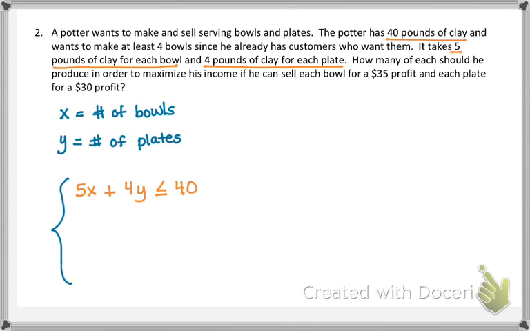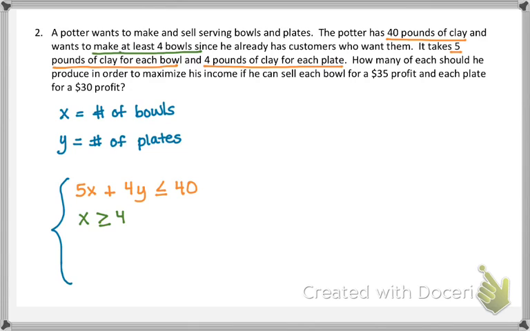And then another constraint is the potter wants to make at least 4 bowls since he already has customers who want it. So this has nothing to do with y, plates, it's just x. The number of bowls, x, has to be at least 4, so it could be more than 4 or exactly equal to 4. Okay, and those are our 2 constraints.